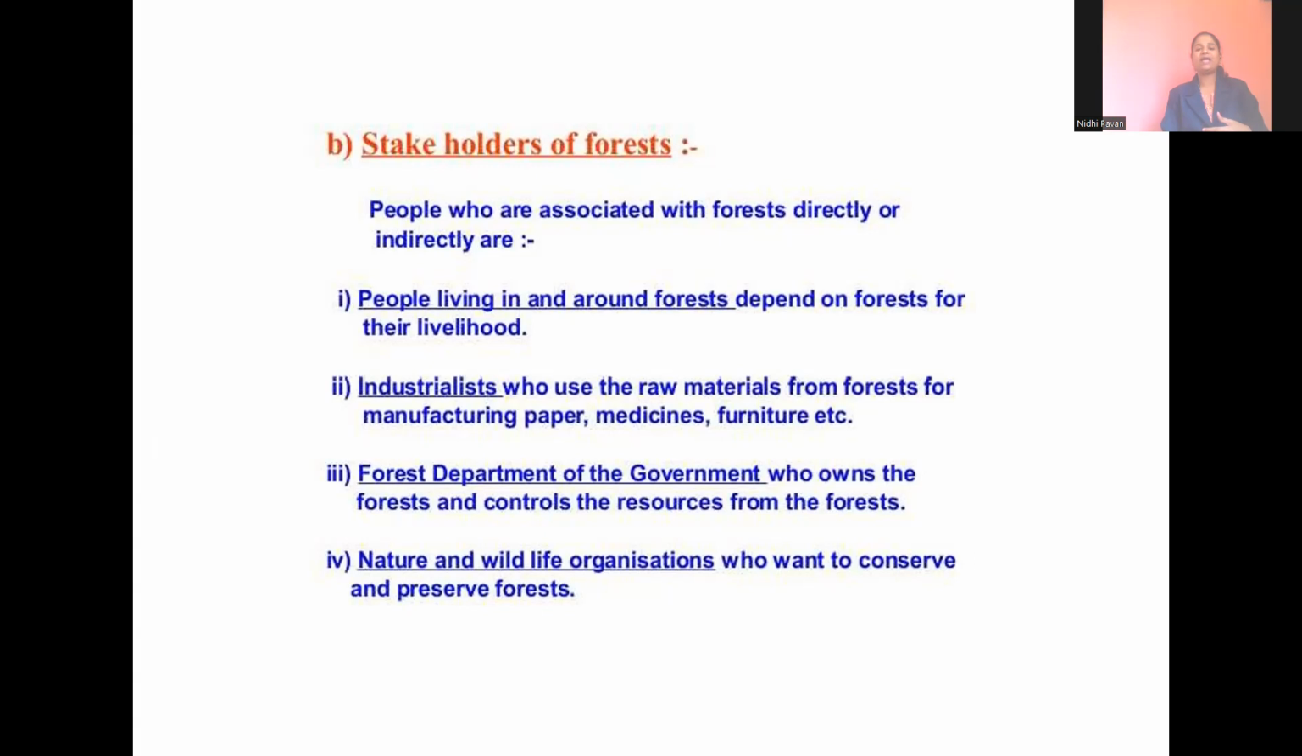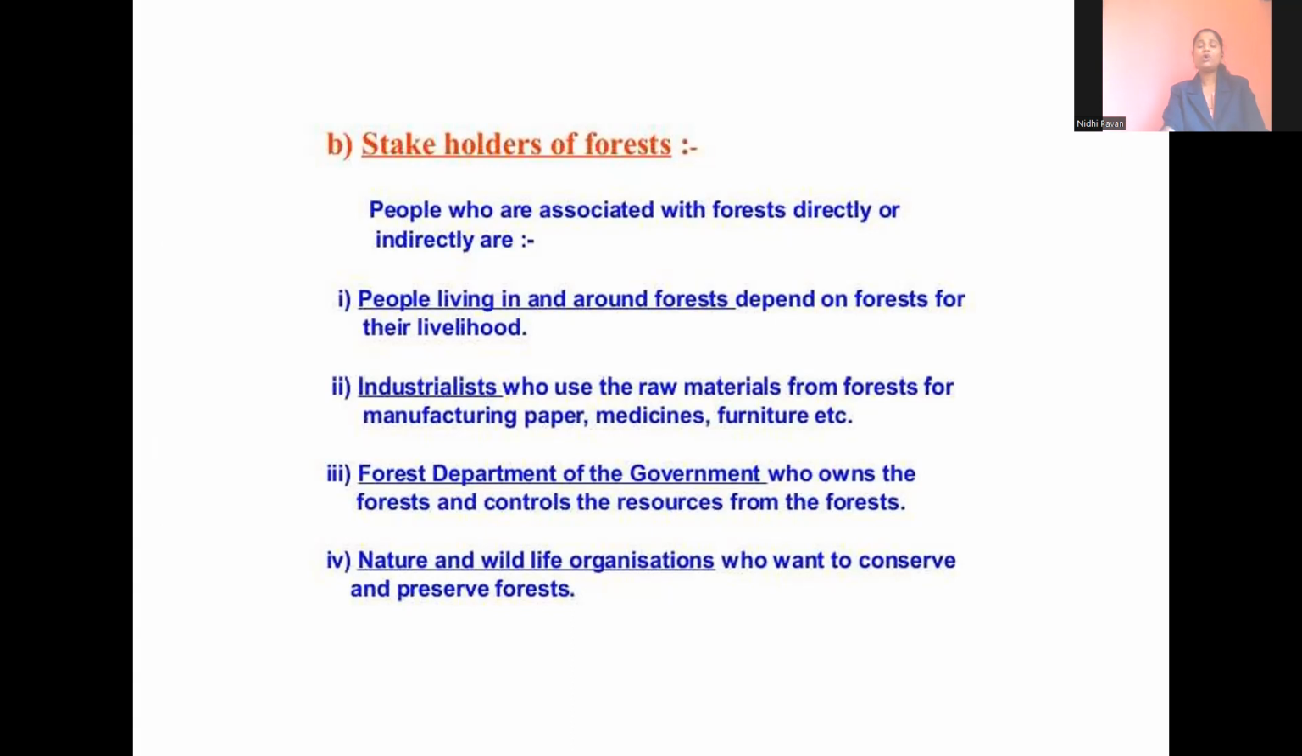Next, nature and wildlife organizations. These are organizations which have a concern towards nature, towards the forest, as well as towards wildlife animals and wildlife plants. Those organizations are called nature and wildlife organizations. So these are all the stakeholders of the forest, we can say.